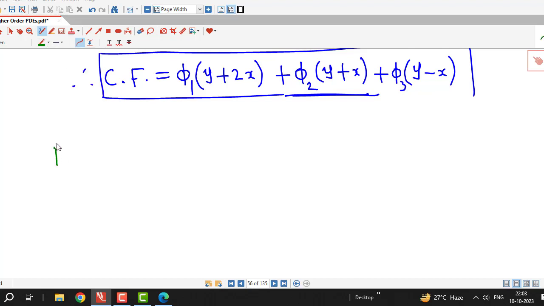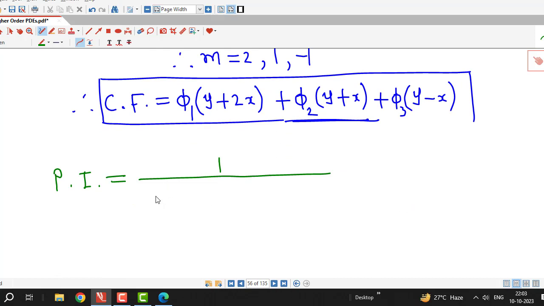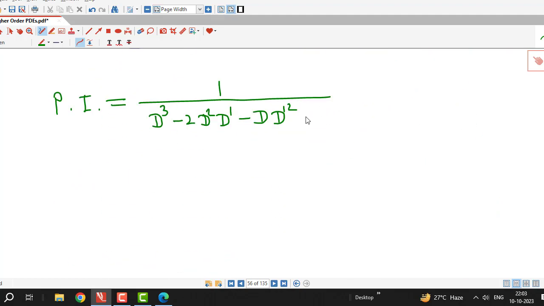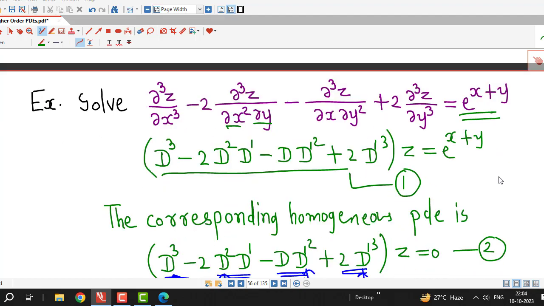Now for the particular integral, we have to consider 1 upon f(D, D dash) and operate on the right hand side given function. Let me write f(D, D dash) first: D cube minus 2 D square D dash minus D D dash square plus 2 D dash to the power 3. And what is the right hand side function? It is the exponential function e to the power x plus y.